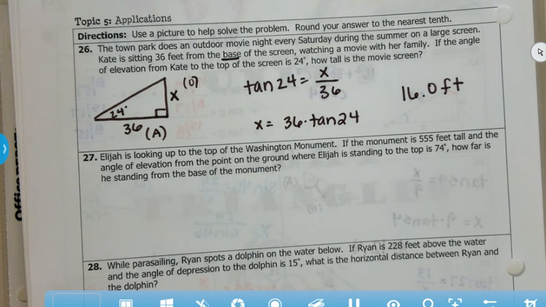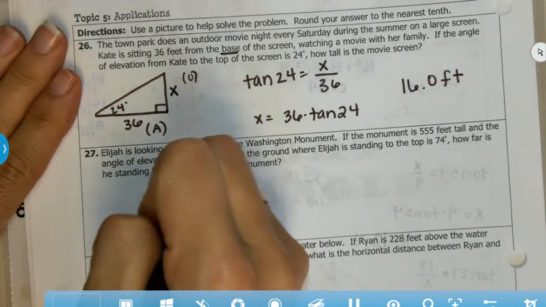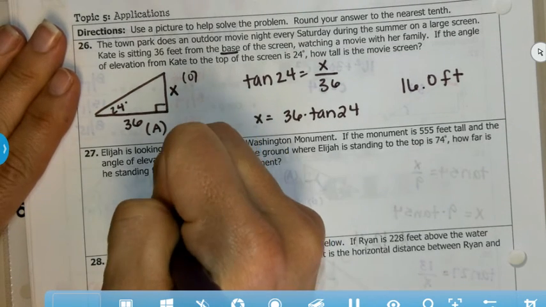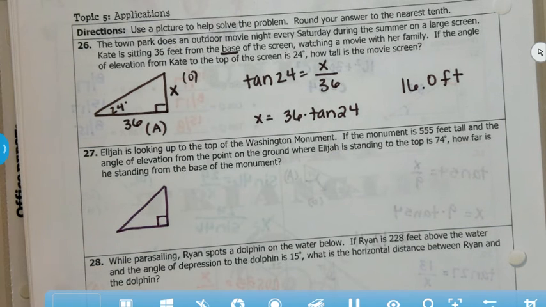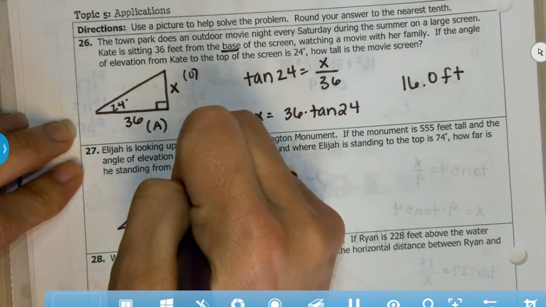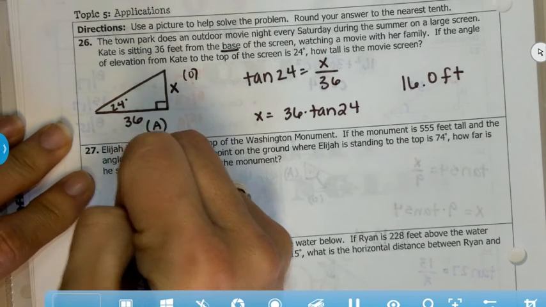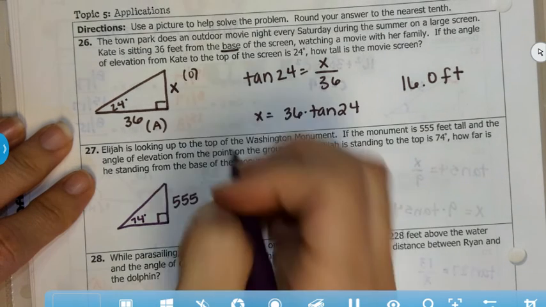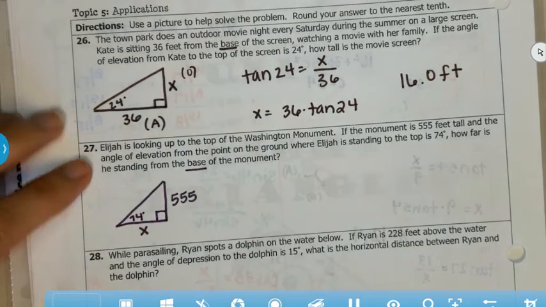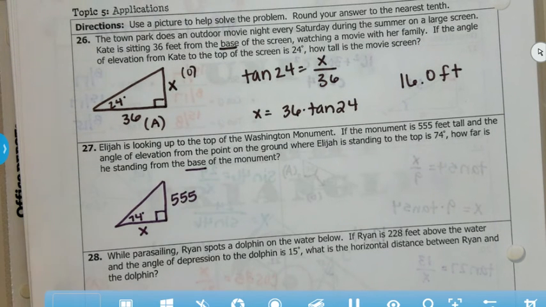All right, let's get this picture drawn for number 27, and then you guys will solve from there. So we draw our picture, always the same triangle. Elijah is looking up to the top of the Washington Monument. The monument is 555 feet tall and the angle of elevation from the point on the ground where Elijah is standing is 74 degrees. How far is he standing from the base? That's the bottom. Go ahead and solve for x now.